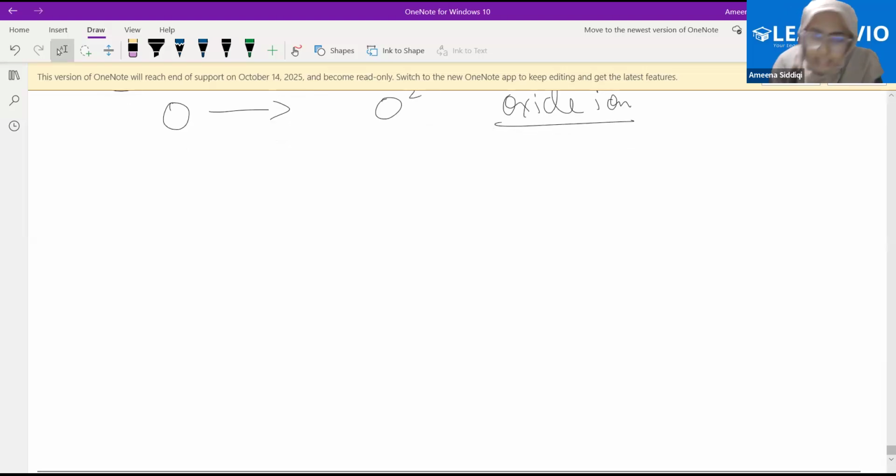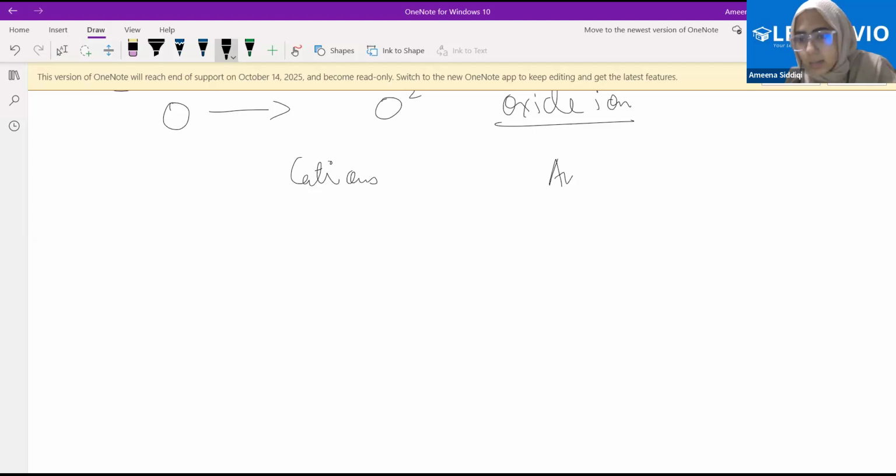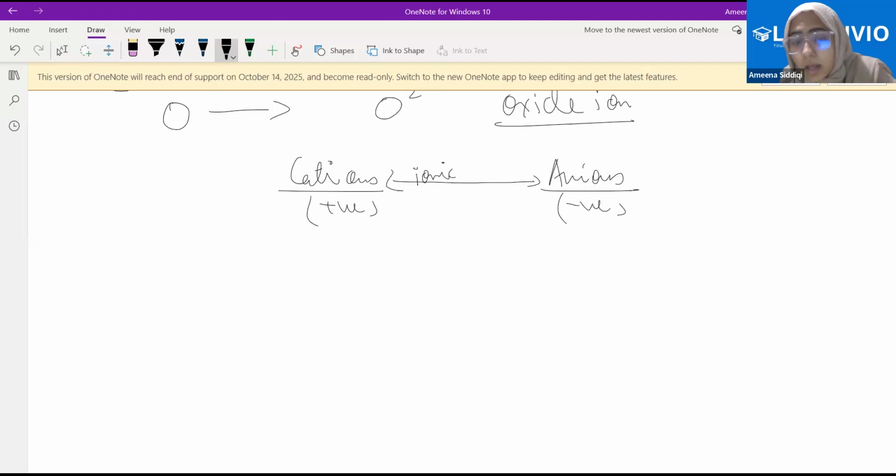Okay, ma'am. Fine. Now coming to the next point. Once we have the cations and the anions, this is an ion, this is an ion, one is positive, the other is negative. What type of bond will they form between themselves? The bond here will be the ionic bond.